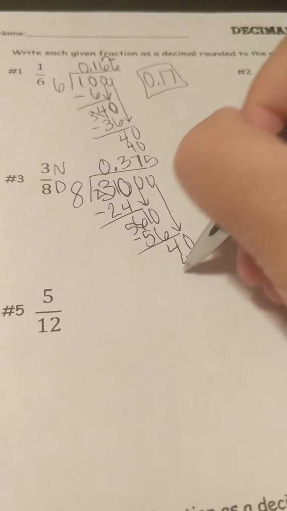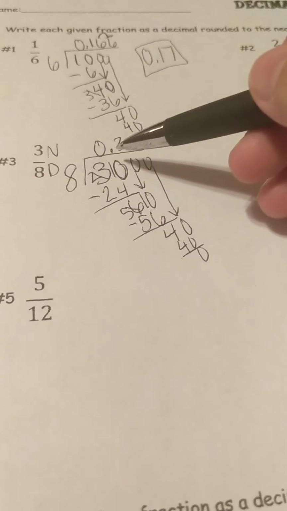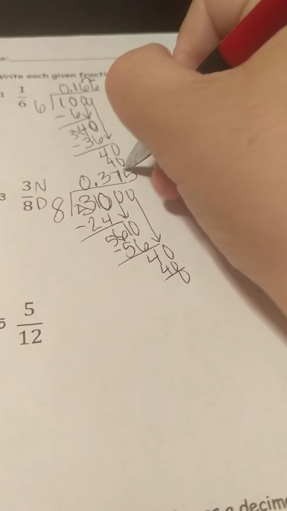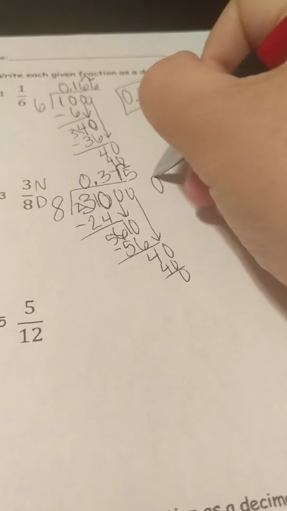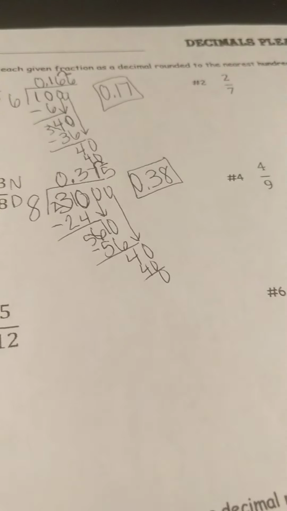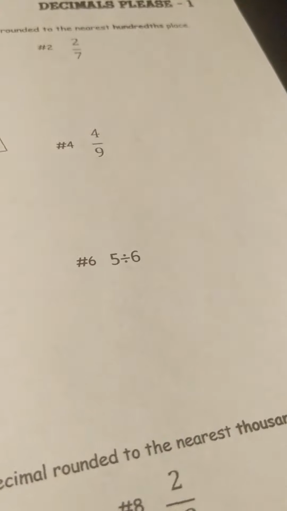So again, we're going out 3 digits, and this one does happen to stop. So we have 0.375. So again, that 5 is going to tell the number in front what to do. So it's 5 or more, we're going to raise it up 1. So we get 0.38.